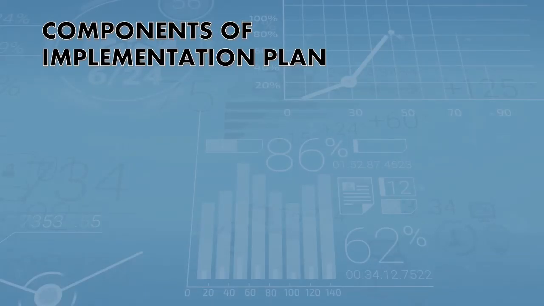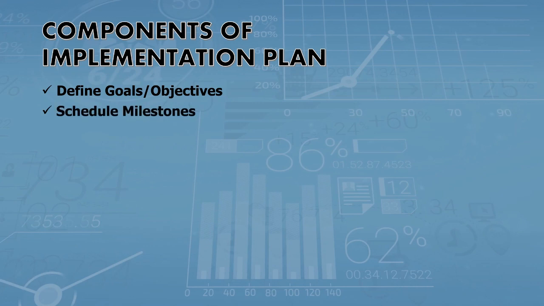The following are the key components that drive a successful implementation plan. First, define goals and objectives. Start with defining the goals and objectives of the implementation plan. What do you want to accomplish? What is the project scope? Why are these goals important? And how do these goals fit into the overall organizational vision and mission?